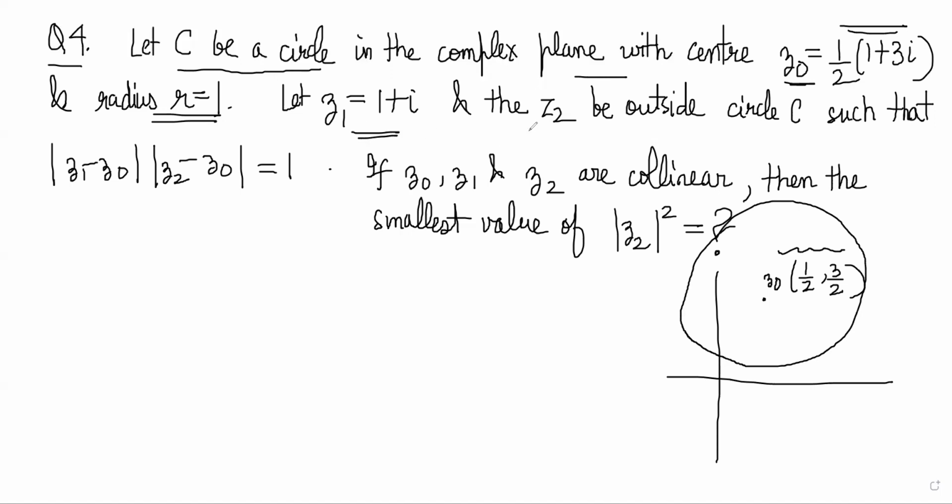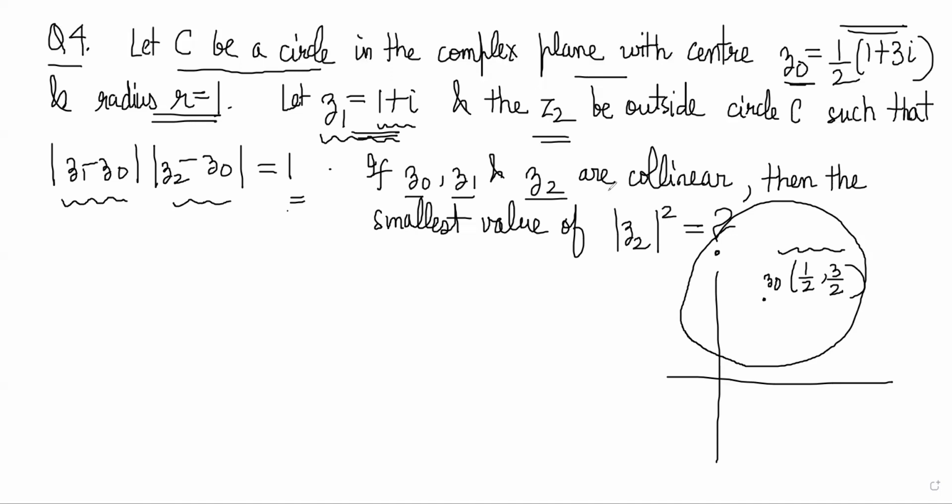Now Z1 and Z2 are 2 points outside the circle. This point is 1, 1. We can easily check whether it is outside or inside. Z2 is outside the circle such that Z1 minus Z0, so distance of this Z1 from the center and distance of Z2 from the center, the product of the distances is equal to 1, right? Correct. After that, we can use parametric equation. Then they are saying Z0, Z1 and Z2 are all collinear.